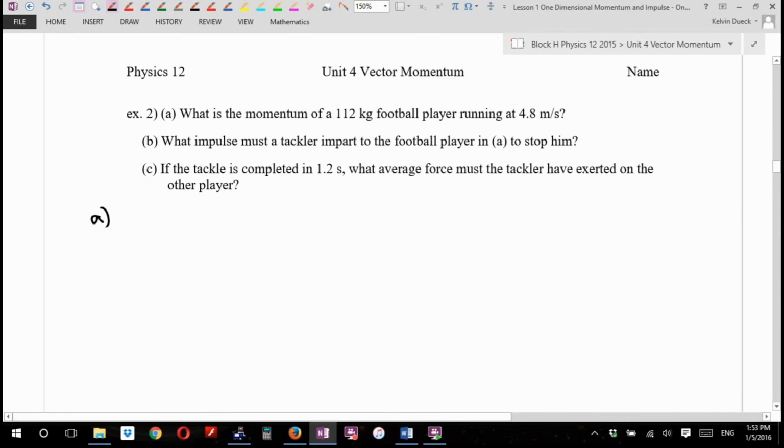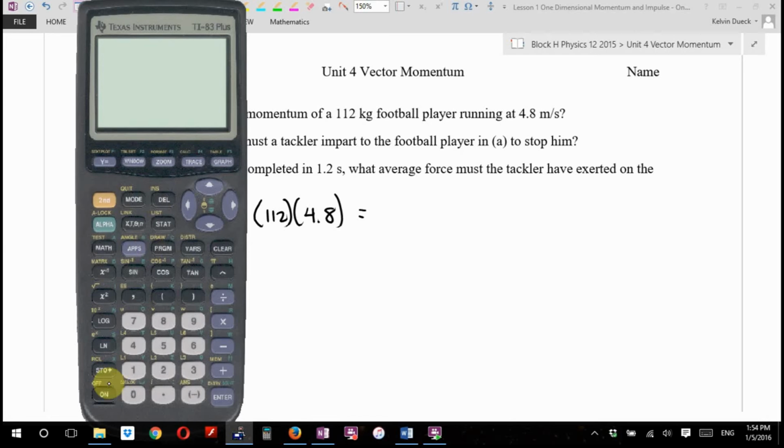Example 2, part A says, what is the momentum of a 112 kilogram football player running at 4.8 meters per second? Okay, what does this question want me to find? Just straight momentum. Momentum equals mass times velocity. Did they give me the mass? 112. Did they give me the velocity? 4.8. What's the momentum of this football player?